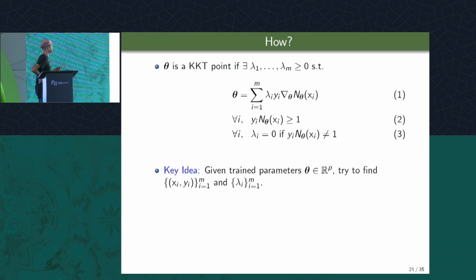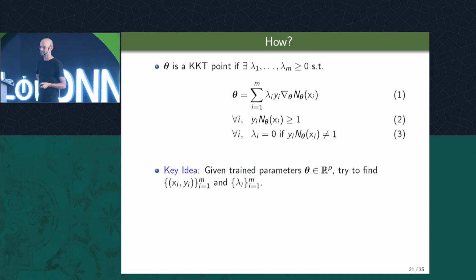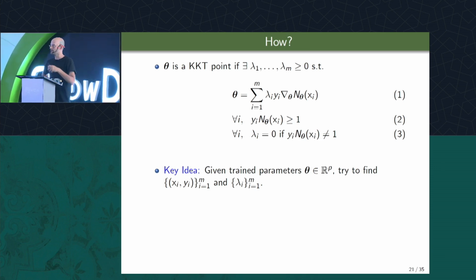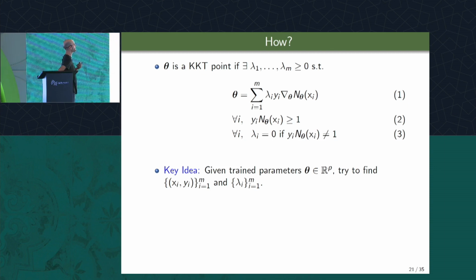Okay, now here's the key idea. Someone gave me a network with trained parameters theta. Maybe the only thing I know about it is that it was trained with some standard gradient procedure. Then I might hope to assume that the network, at least approximately, satisfies these mathematical conditions. So what can we do? I don't know the x's and the y's, but I do know the thetas. So given these constraints and given theta, I can try to find the x's and y's and the Lagrange multipliers that would satisfy these conditions.